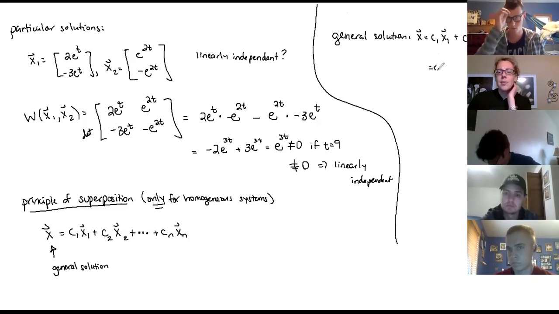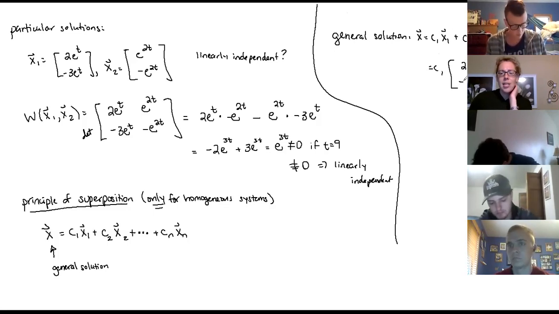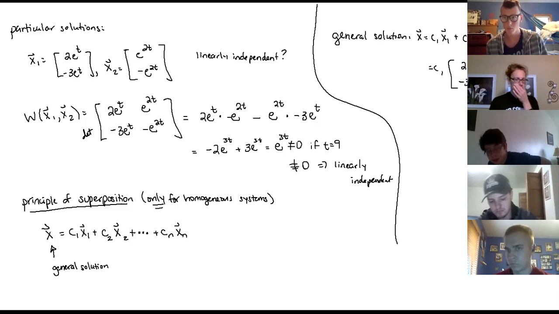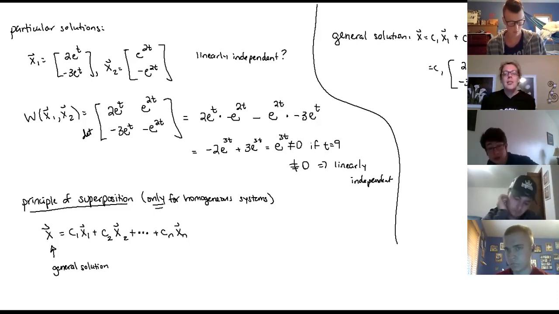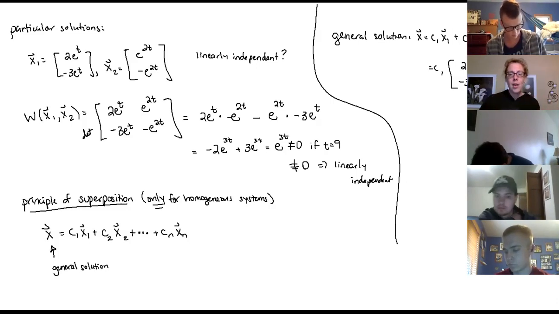So this is going to be C1 times [2e^t, -3e^t], right? C1 times that, plus C2 times [e^(2t), -e^(2t)]. So C1 times my first solution, C2 times my second solution. I can combine that into one vector.